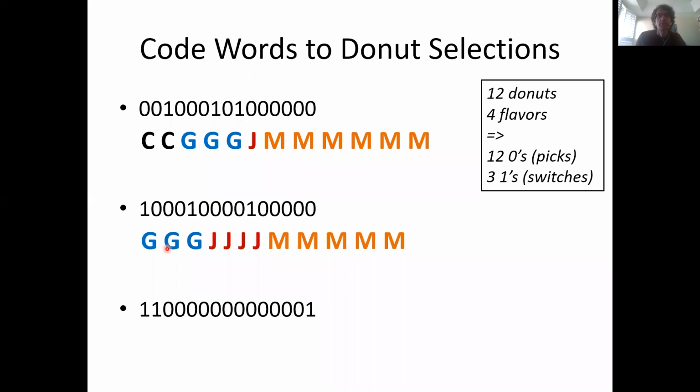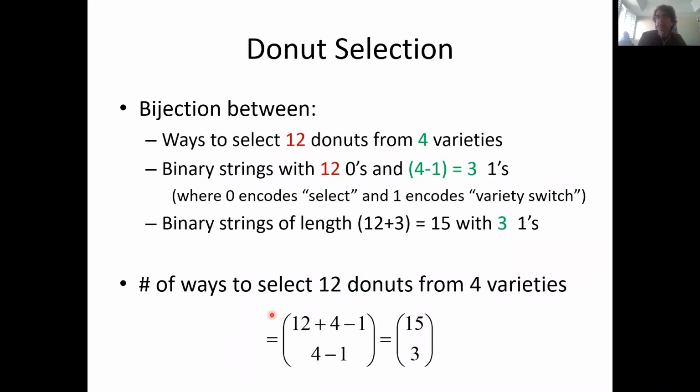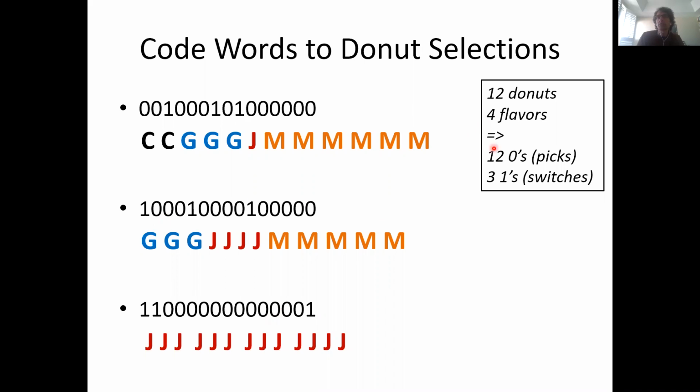Here I context switch. So these are all the J's, right? Okay. So now, if I convince you that this is a bijection between these 12, how long are these strings? They are the number of donuts plus the number of flavors minus 1. These are how long these strings are, and the number of 1s is the number of flavors minus 1.